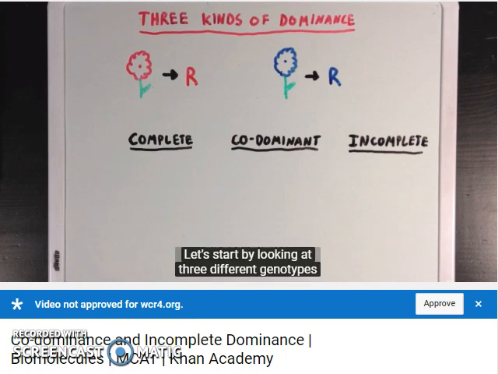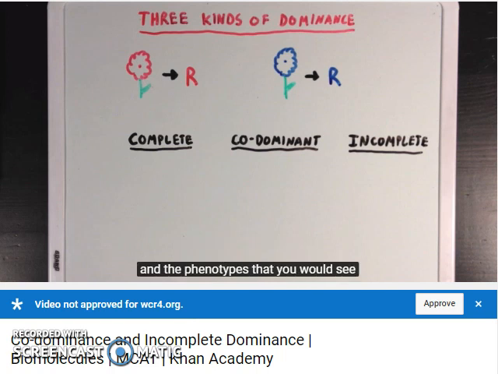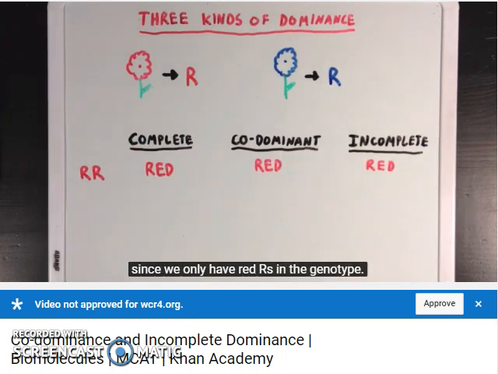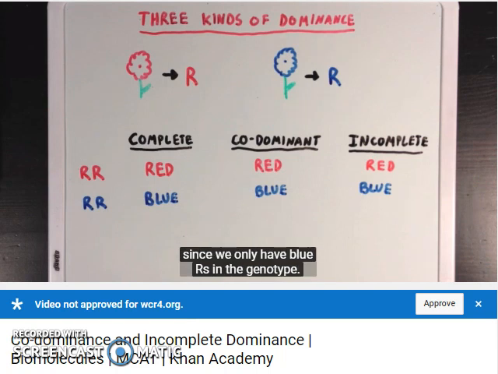Let's start by looking at three different genotypes and the phenotypes that you would see for each of them under each different dominance pattern. We'll start with the genotype of two red Rs, which we can expect that in all cases the flower petals will be red, since we only have red Rs in the genotype. Similarly, if our genotype had two blue Rs, then we can expect that in all cases the flower petals will be blue, since we only have blue Rs in the genotype.